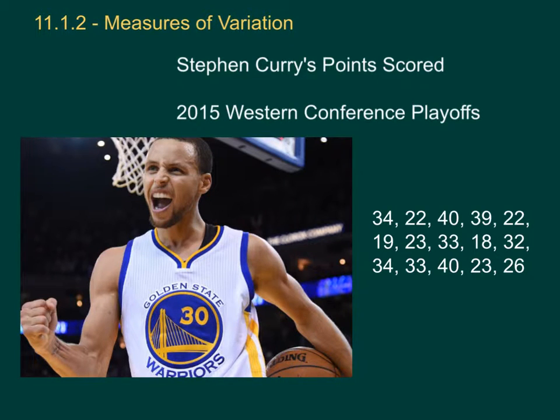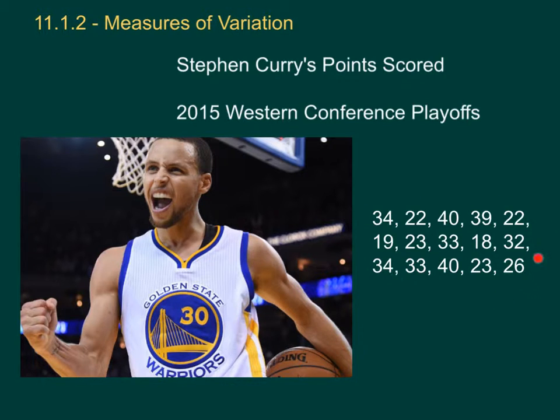All right, so we're going to continue section 11.1 with the second part, measures of variation. We're still discussing Stephen Curry's points scored in the 2015 Western Conference playoffs. These are the points scored in each of his first 15 games in the Western Conference playoffs 2015. So we talked about this in the last video here.